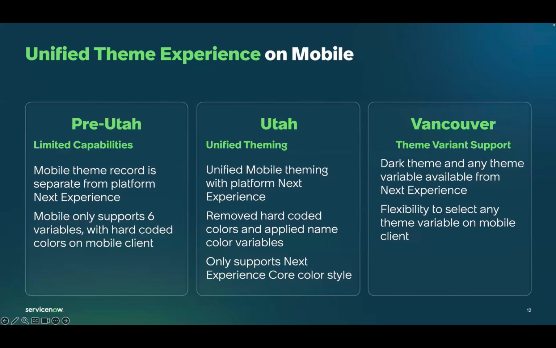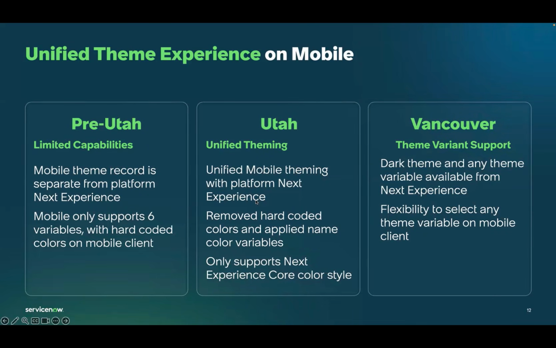Okay, so starting with the unified theme experience on mobile, and this has evolved over time. Pre-Utah, we had very limited capabilities, like a lot of button, text, and icons you see in the mobile were hard-coded, and they had very limited flexibility to make it consistent with your brand, supporting only 6 variables. And the experience was different from desktop. With Utah, we unified our mobile theming with the platform theming, and we also call it the next experience theming.